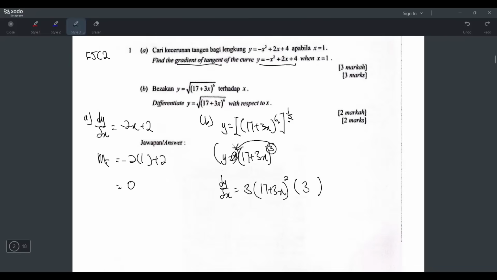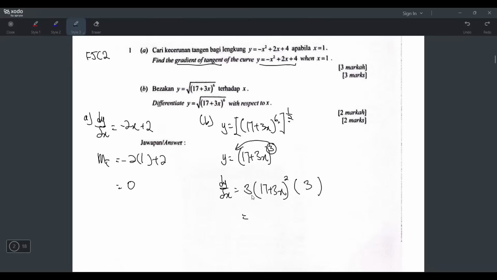Because if there's x here, or maybe there's another bracket with the x inside, it means this 3 cannot go here. For that kind of question, you have to use the product rule lah. So salin U differentiate V tambah salin V differentiate U. Yeah, that's the product rule. Okay, but for this one, tak ada X depan, right? That's why I can do it like that.